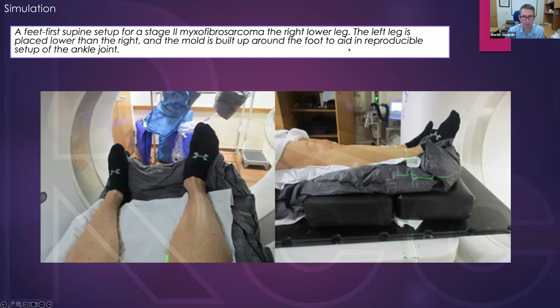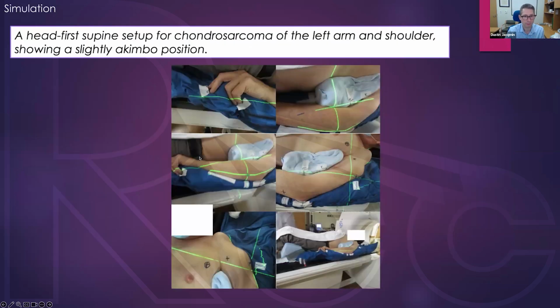The mold is built up around the foot to aid reproducible setup of the ankle joint down here. Really important to get the ankle joint well if you're treating in the lower limb. Here are a couple examples of arm sarcoma setups.